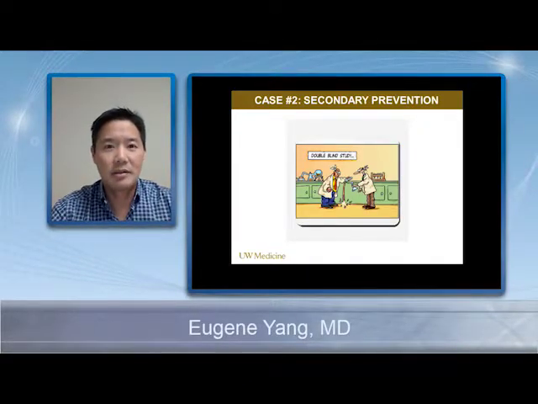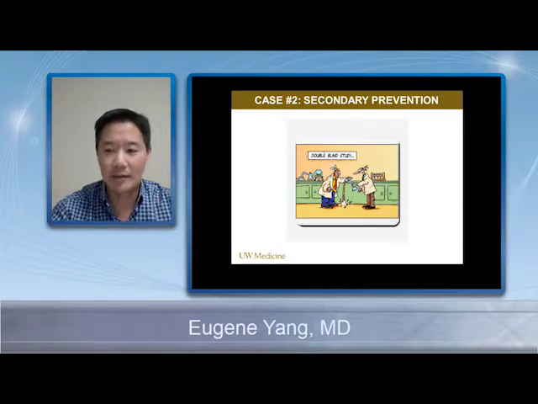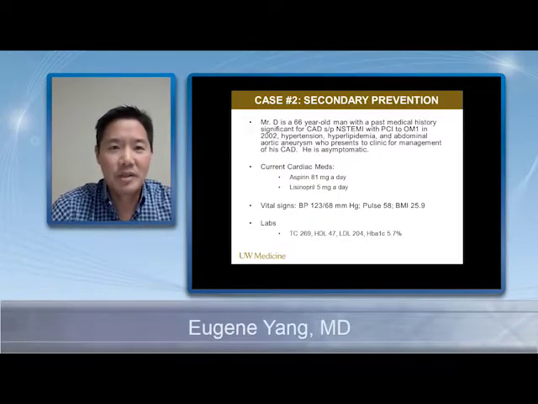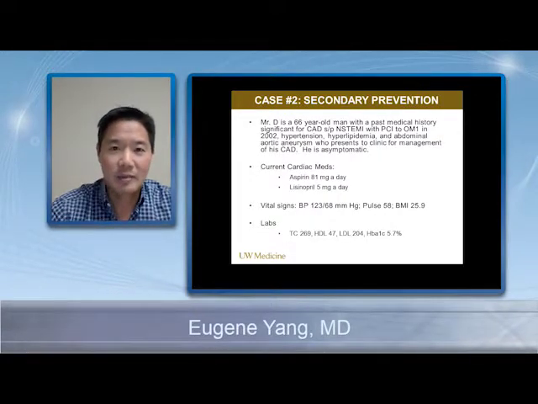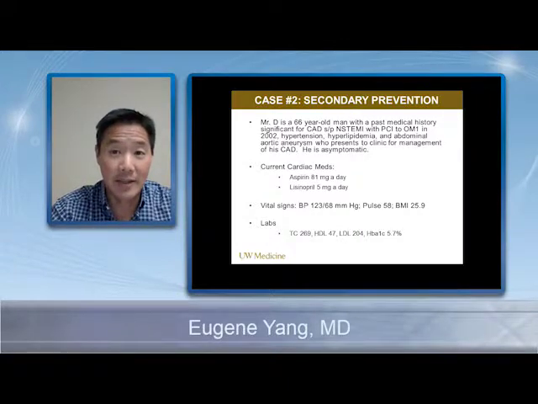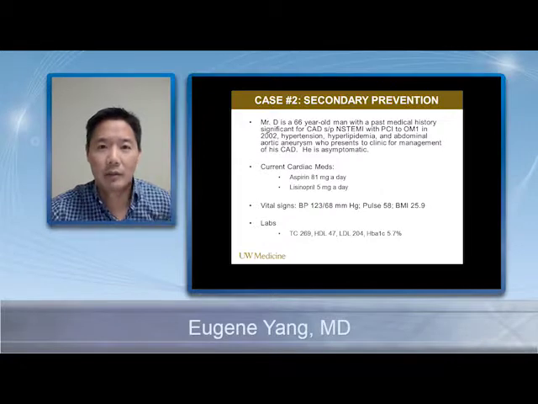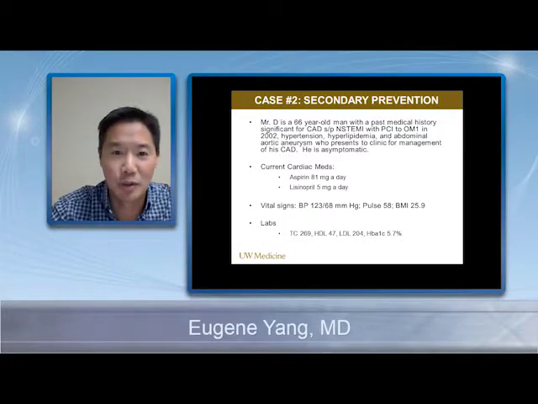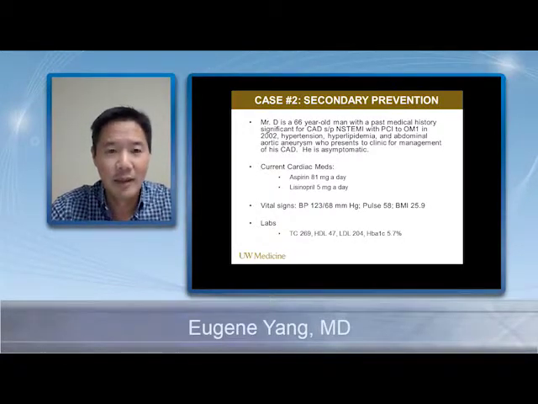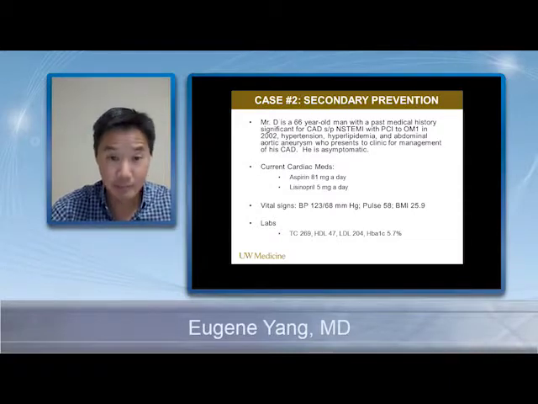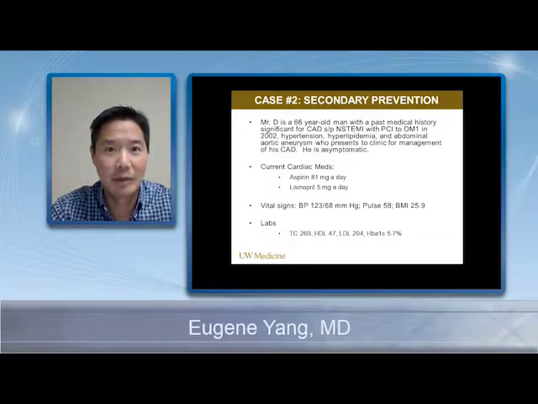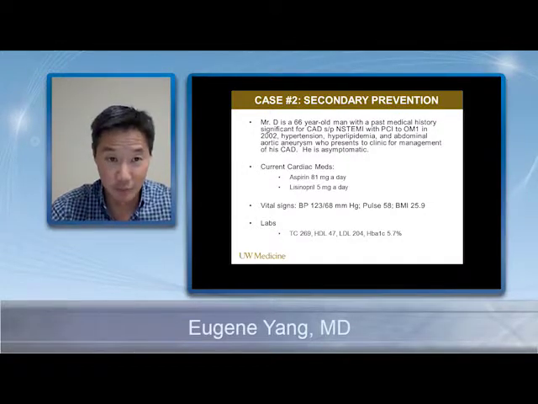So let's go to case 2, which is a secondary prevention case. Mr. D is a 66-year-old man. This patient is in fact my patient, who has a history of coronary artery disease, had a non-ST elevation myocardial infarction with PCI to his obtuse marginal in 2002, has hypertension, hyperlipidemia, and has a history of an abdominal aortic aneurysm, who presented to me for management of his coronary artery disease.